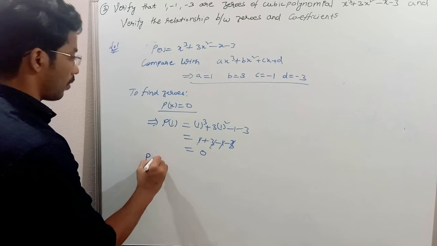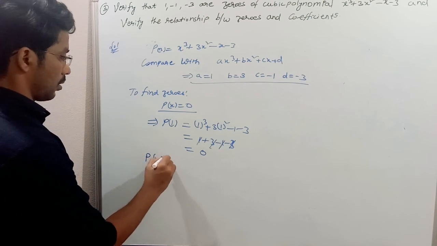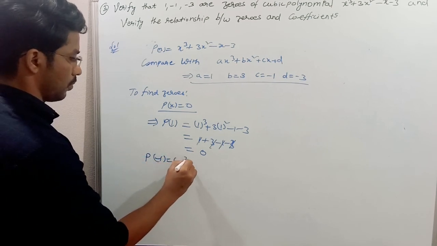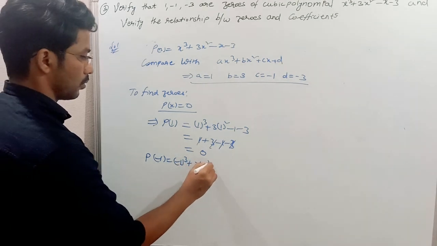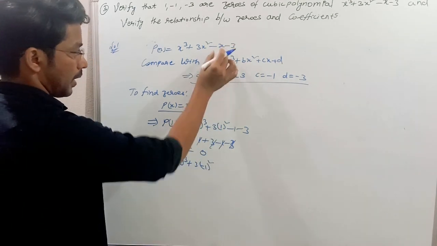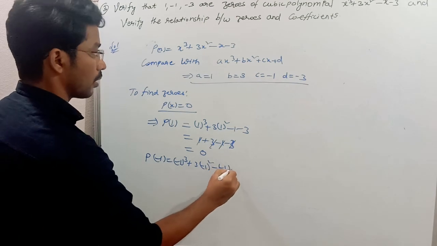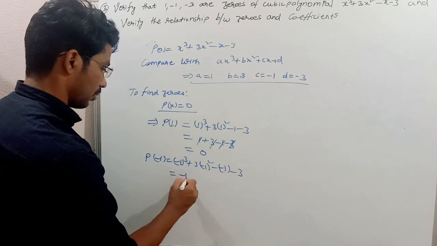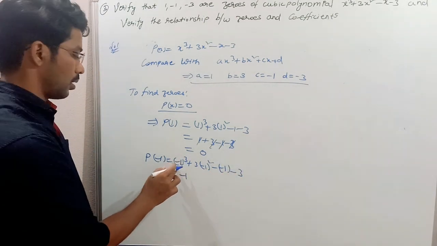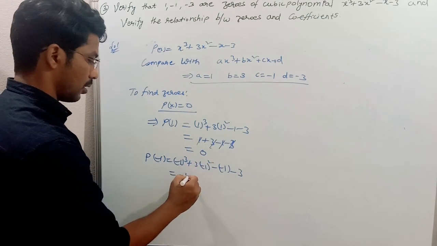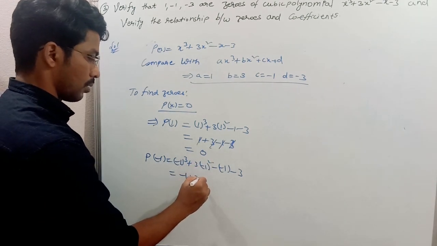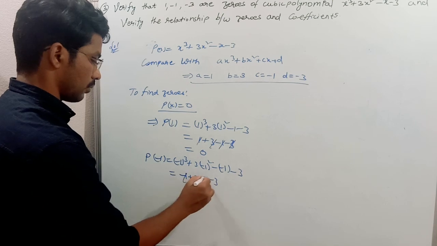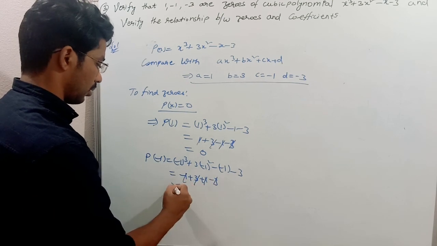Similarly, p of minus 1 is minus 1 whole cube plus 3 of minus 1 whole square minus of minus 1 minus 3. So minus 1 whole cube, as the power is odd, should be minus 1. As it is even, it should be plus 3. So plus 1 minus 3. Minus 1 plus 1 get cancelled, 3 and 3 get cancelled, 0.